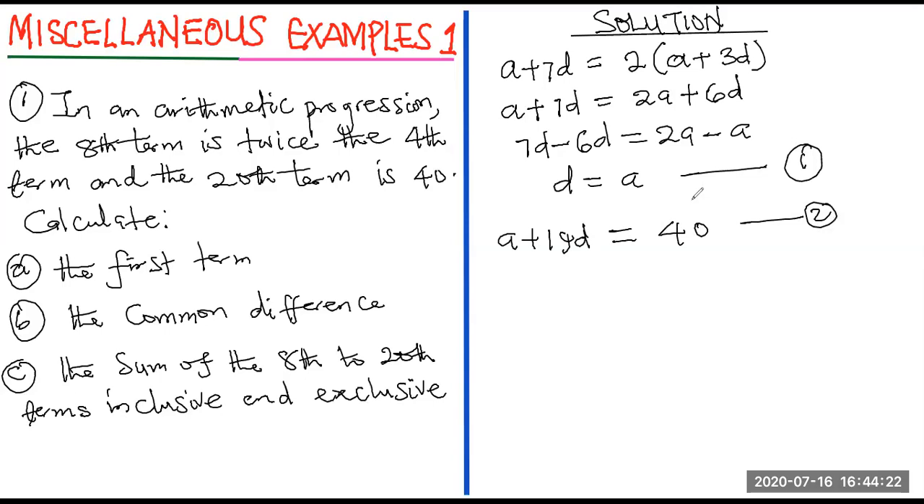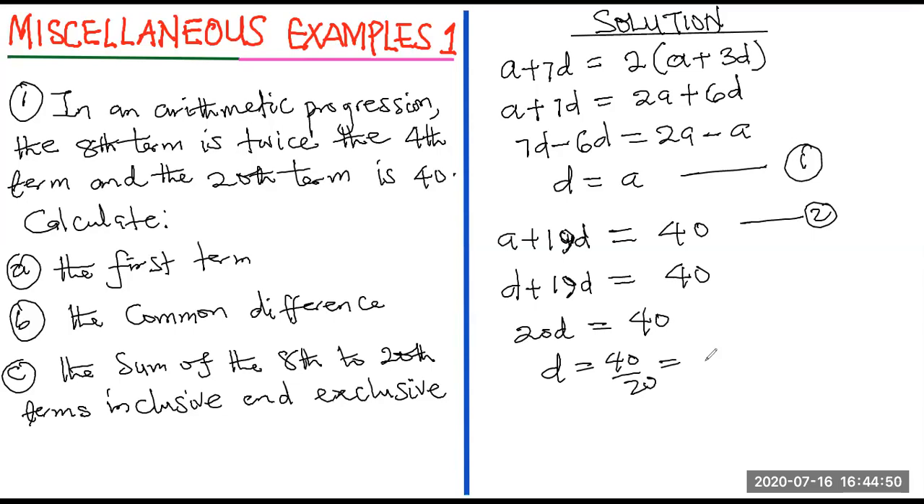Now we will put equation 1 into equation 2, because we already have A and D in equation 2. Wherever we see A in equation 2, put D there. We can say D plus 19D equals 40, so 20D equals 40. Our D is 40 divided by 20, which is 2. And of course, since A and D are equal, that's also our A.